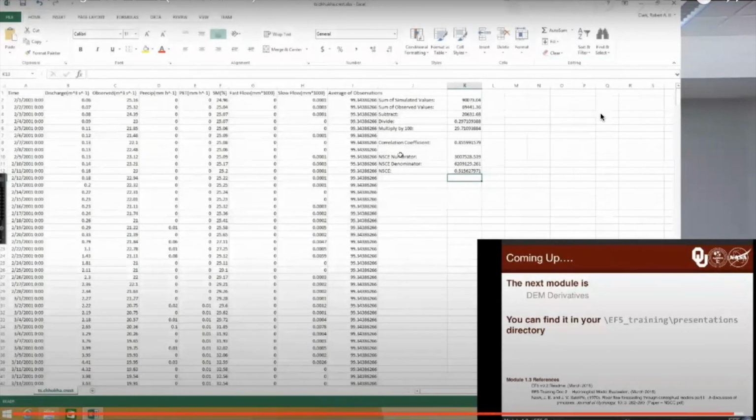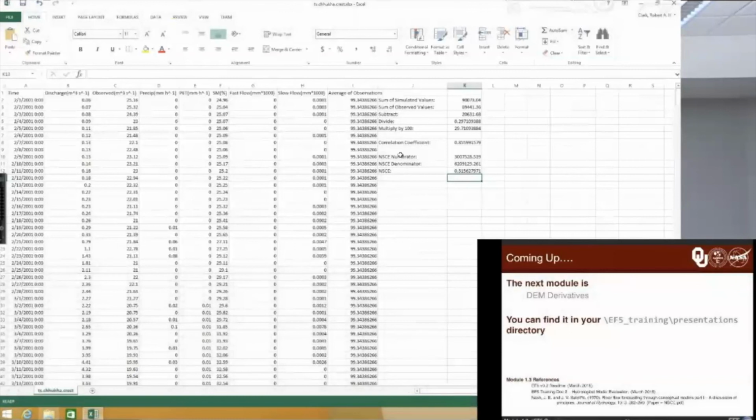If you would like to review some of the references and other materials associated with this module, you can check out the EF5 README, which is available in the Documents folder of EF5 Training. You can also read Training Doc number 2, which is on hydrological model evaluation.